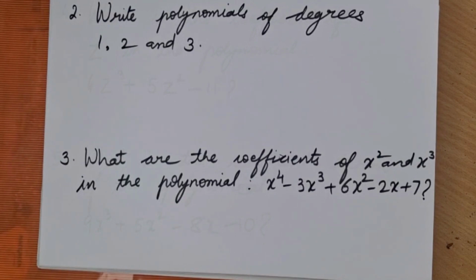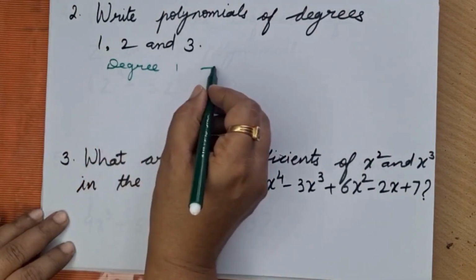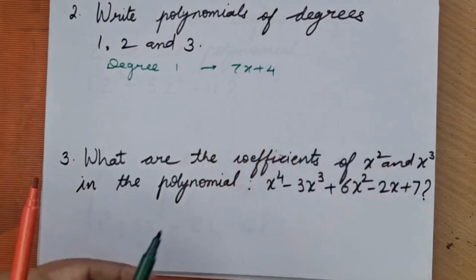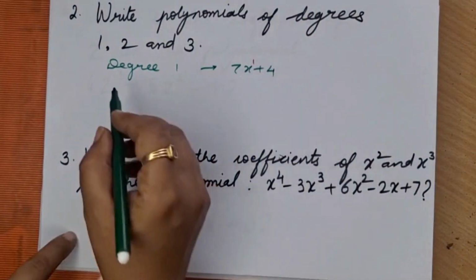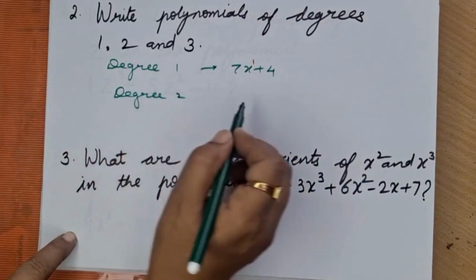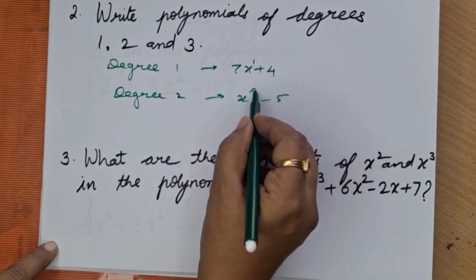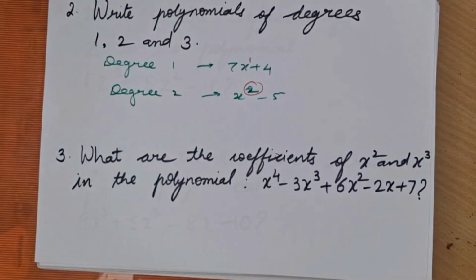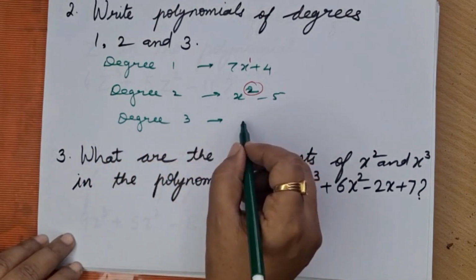Now, we move to question number 2. Write polynomials of degrees 1, 2 and 3. We can design these however we want. For degree 1, 7x plus 4. For degree 2, x square minus 5. For degree 3, 3x cube.